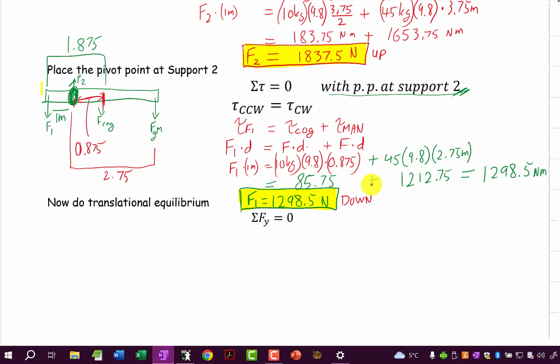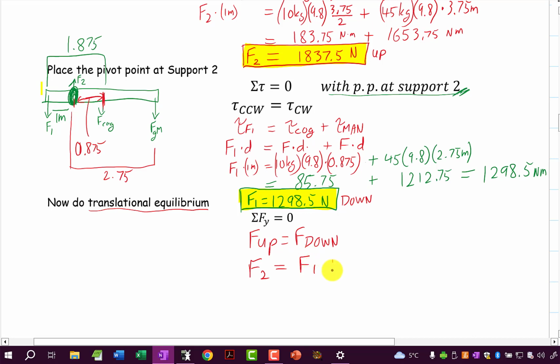Now, thirdly, you wouldn't have to do a thirdly normally, but I want to show you, and this is our check. We're going to do translational equilibrium. All the forces are up and down. So the sum of the forces up and down have to equal 0. The forces up have to equal the forces down. The force up is just F2, and the forces down are F1 plus F cog plus F man.